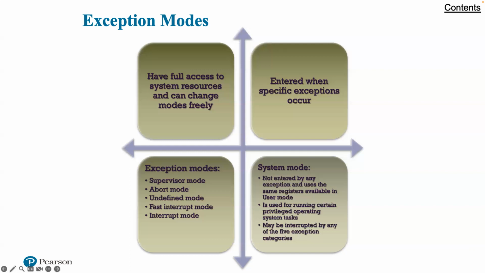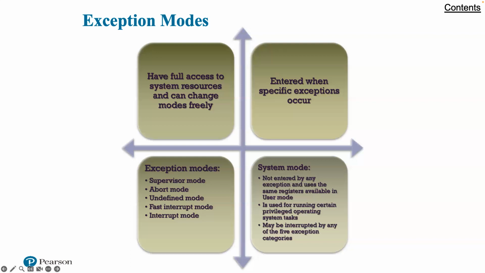Undefined mode is entered when the processor attempts to execute an instruction that is supported neither by the main integer core nor by one of the coprocessors. Then we have the fast interrupt mode. It's entered whenever the processor receives an interrupt signal from the designated fast interrupt source. A fast interrupt cannot be interrupted, but a fast interrupt may interrupt a normal interrupt.